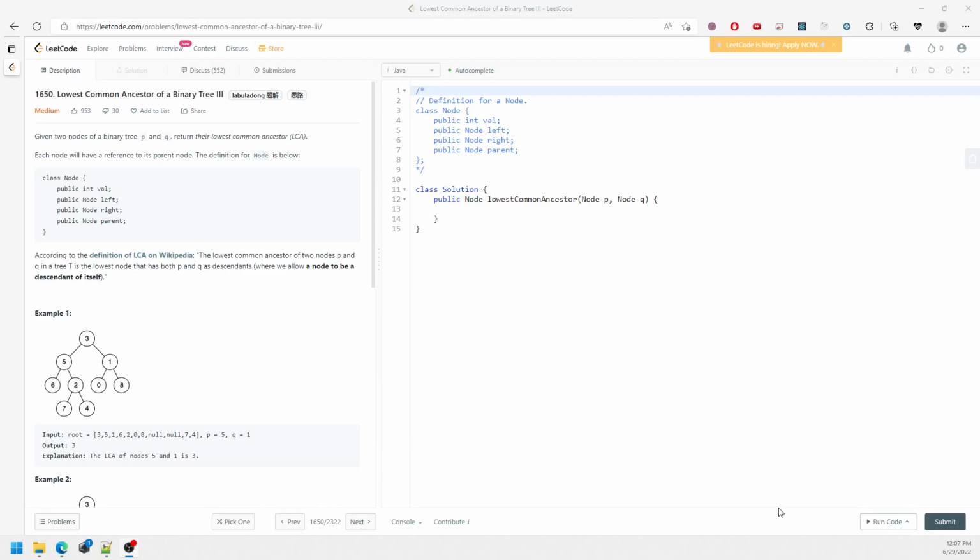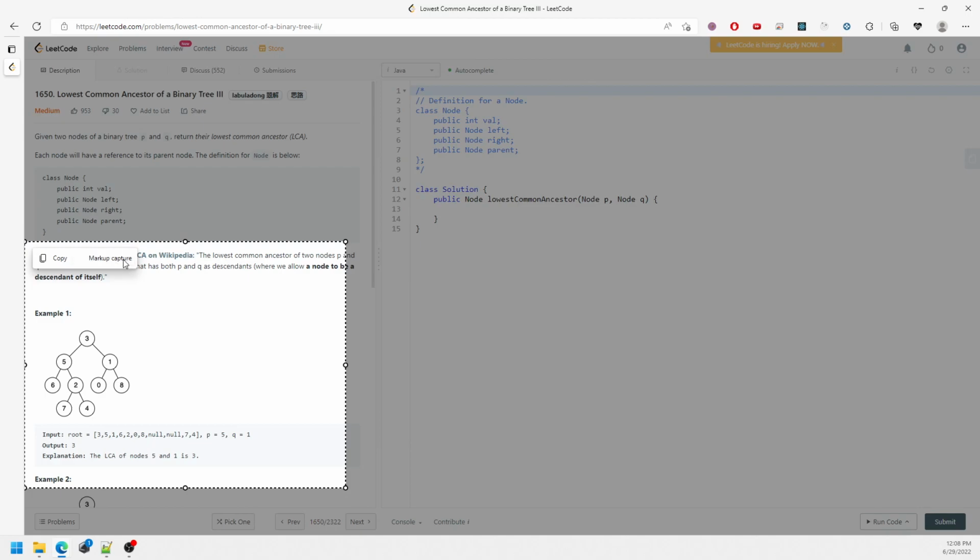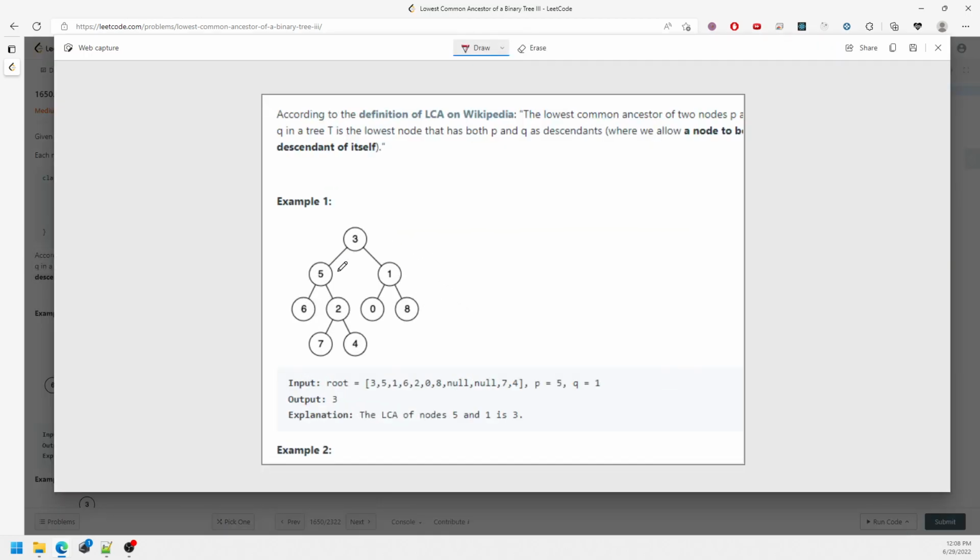Alright, so let's talk about the lowest common ancestor of a binary tree. You're given a binary tree and two nodes, P and Q, and you want to find their lowest common ancestor. We're calling this LCA. So probably you already understand how it works: just find out who is your common parent.